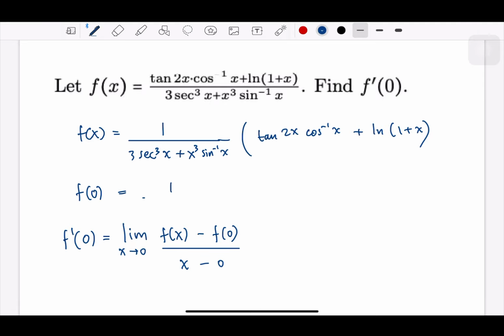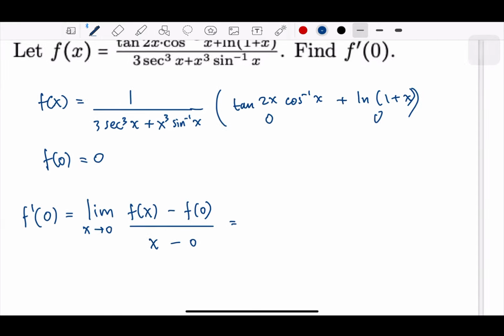And maybe let me also separate, if we plug in 0, what will happen? This will be 3 secant cubed x, and secant 0 is 1. And the tangent of 0 is 0. So it should be 0, right? So you don't need to think much about this one. This should be 0.